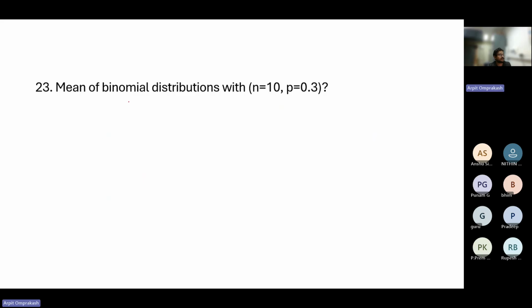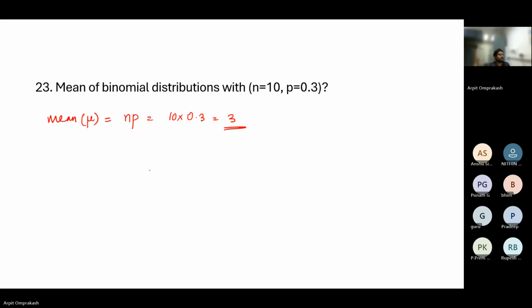The next question is, the mean of binomial distribution with n equal to 10 and p equal to 0.3 is dash. Who can tell me what is the formula of mean for binomial distribution? For each of these distributions we learned the formula for mean and variance. The formula for mean of the binomial distribution is n into p. In this case, it will be 10 into 0.3, which is 3.